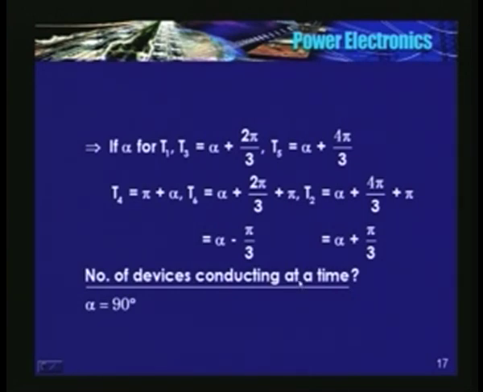Now coming to the number of devices conducting at a time. Things were straightforward in AC to DC conversion with 0 source inductance. That means there is no commutation overlap period, and at any given time 2 devices were conducting. Things are not very straightforward in AC voltage regulators. I will just show you 2 different cases: alpha is 90 degrees and another case where alpha is 30 degrees.